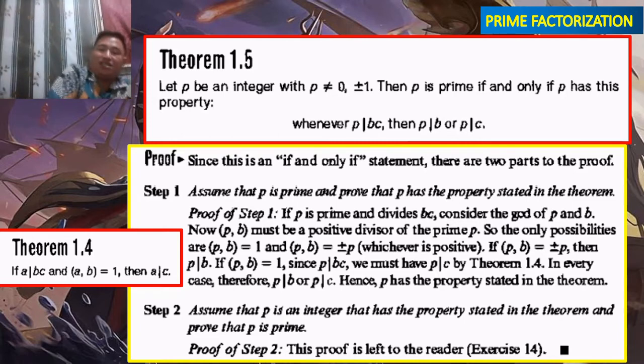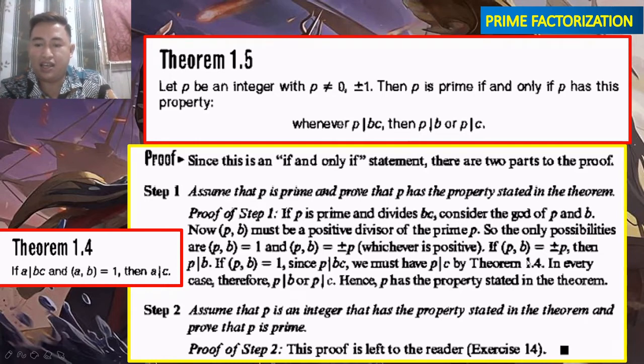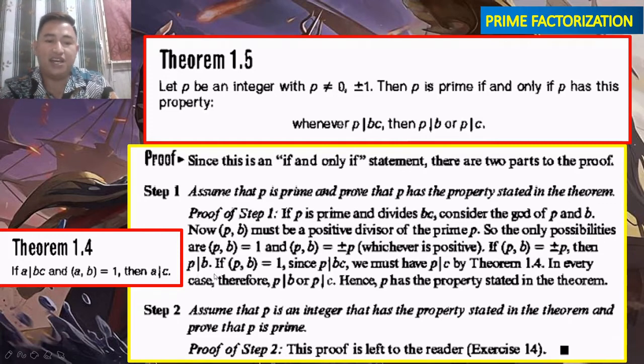So, if the GCD of P and B is equal to positive or negative P, then P divides B. By the definition of the GCD, it divides both numbers, so it divides B. So P divides B. That leaves P divides C.